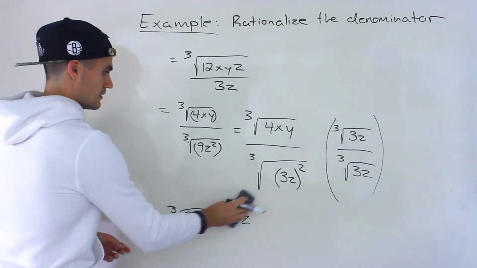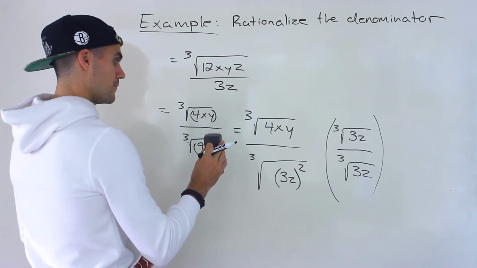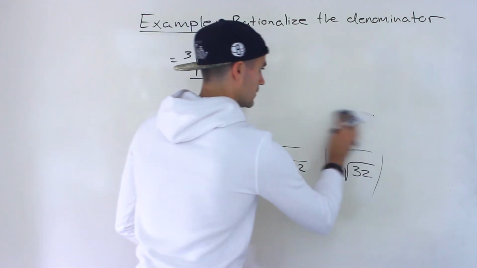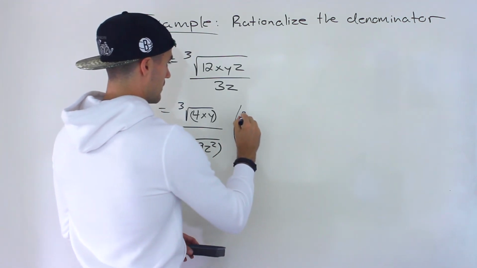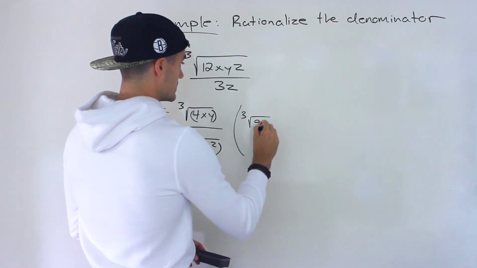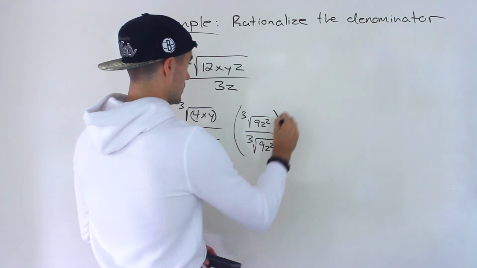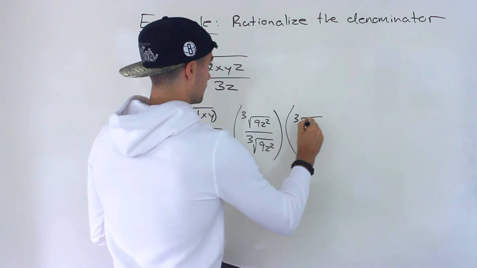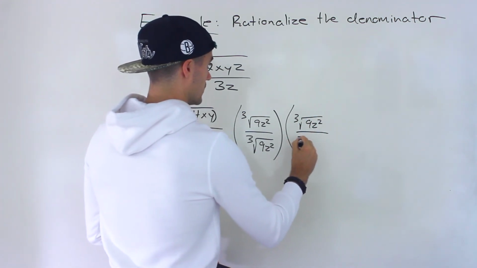Now, let's go back to the other way. If from here, let's say you rationalized it by multiplying by that third root of 9z squared over the third root of 9z squared. And you got to multiply 3 times, right? 1, 2, 3.